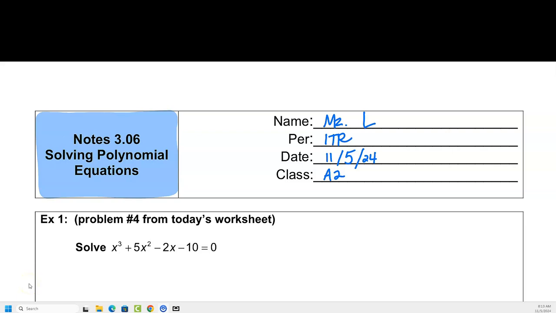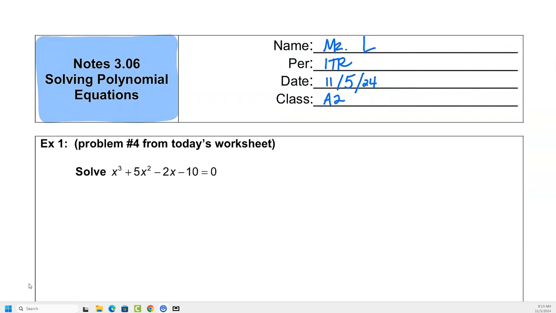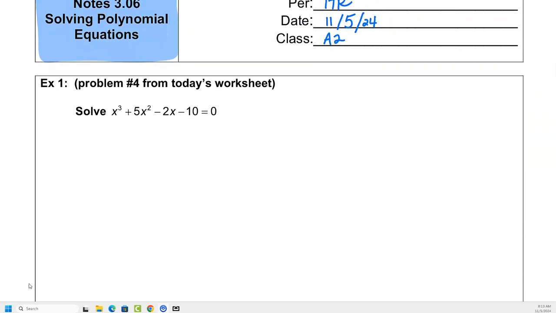Okay, so this is lesson 3.06, solving polynomial equations. And it's not very difficult. What's difficult is going to be the algebra 2 factoring that's involved in order to solve equations. So example 1 actually is problem 4 from tonight's worksheet.